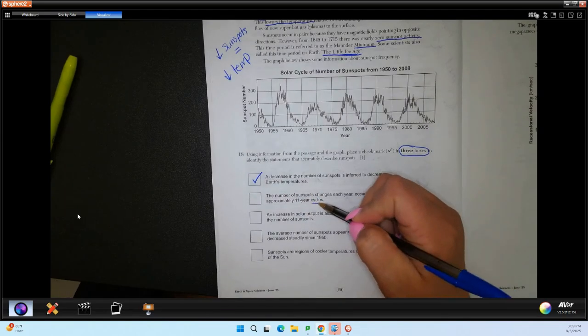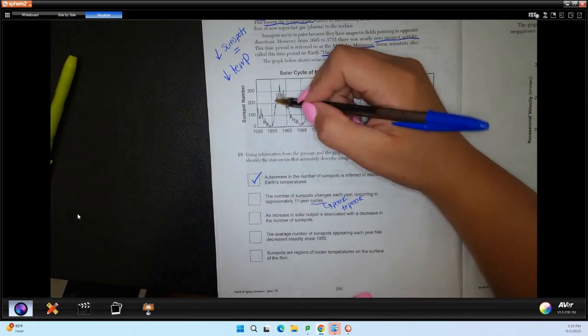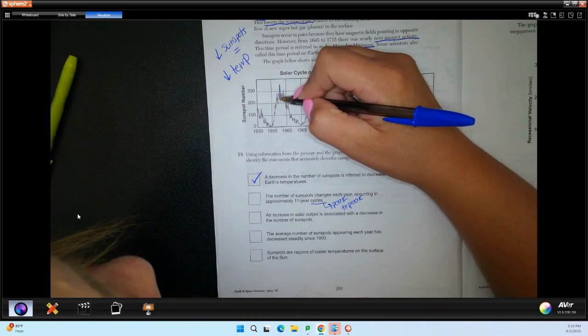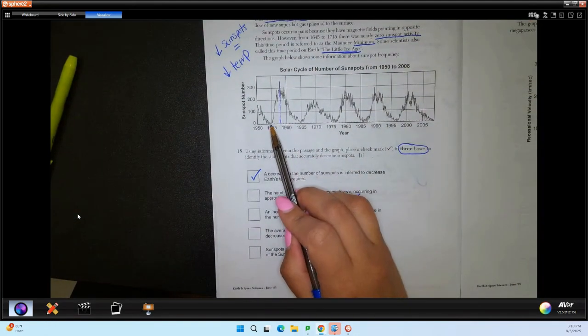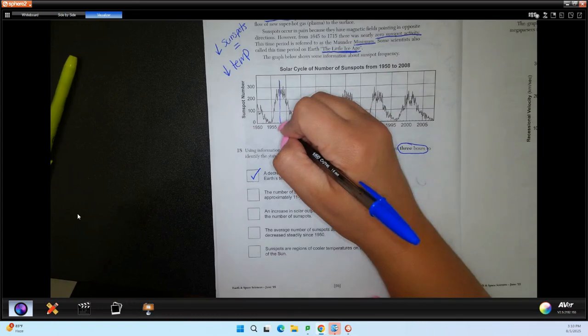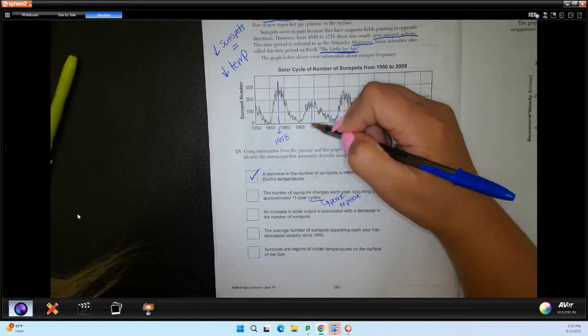So the next one says the number of sunspots changes each year, occurring in approximately 11-year cycles. So a cycle means I need to go from peak to peak. I need to figure out how long it takes to go from a peak of the graph to another peak of the graph. Okay, so I'm going to look here and I'm going to find my peak. Right there. So if I look, that's 1955, 56, 57, 58. So 1958, I had a peak here. And then my next peak is here, and that is in 65, 66, 67, 68, 69.